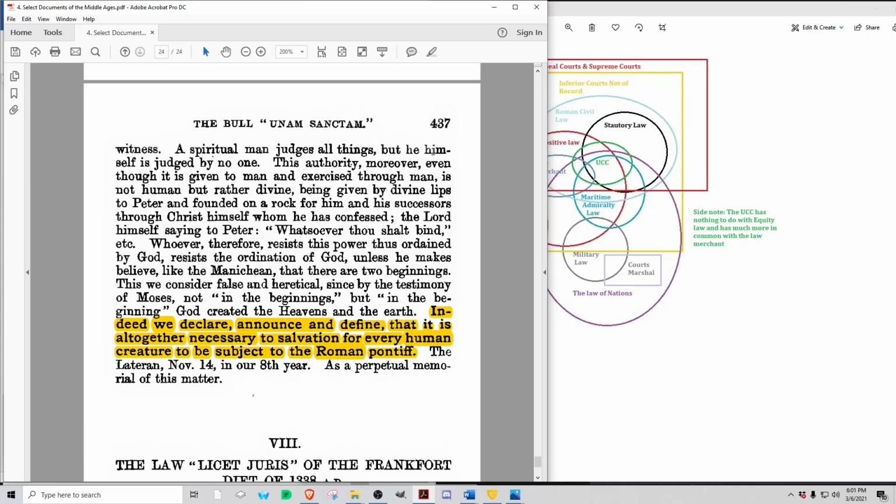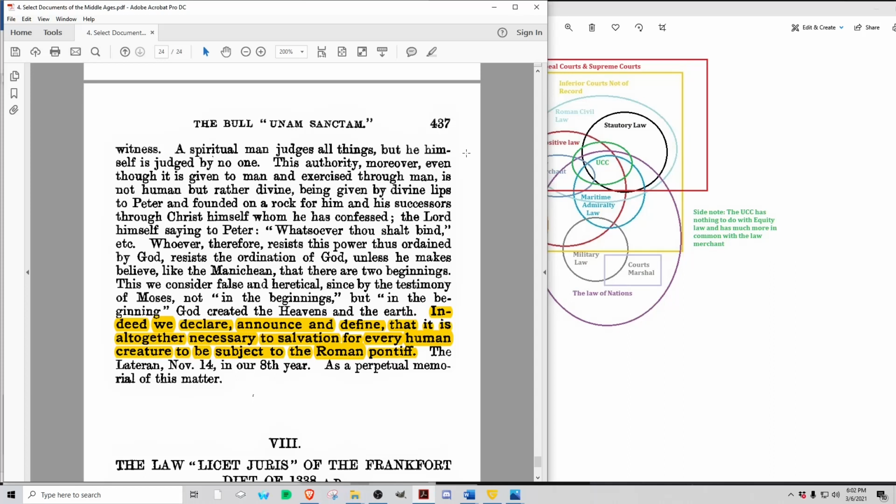A spiritual man judges all things, but he himself is judged by no one. This authority, moreover, even though it is given to man and exercised through man, is not human, but rather divine. Being given by divine lips to Peter, and founded on a rock for him and his successors, through Christ himself, him who has confessed the Lord himself, saying to Peter, whatever thou shalt bind, etc., will go forever. Resist the power thus ordained by God. Resist the ordain of God.